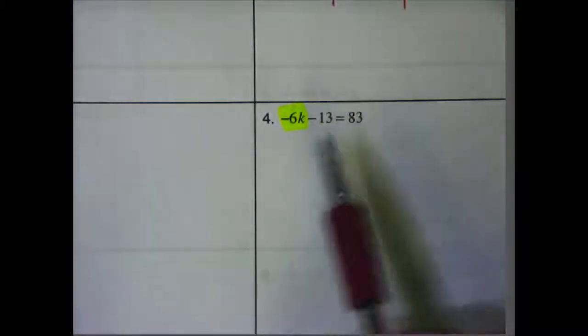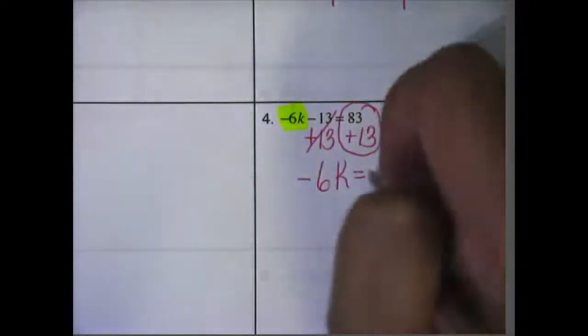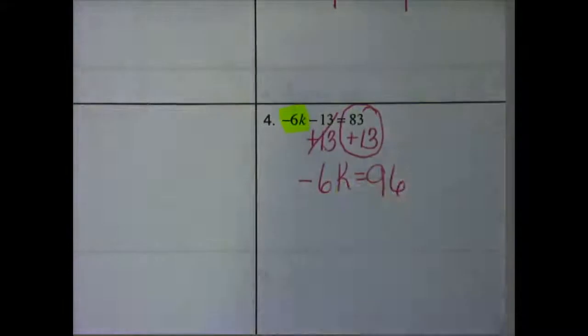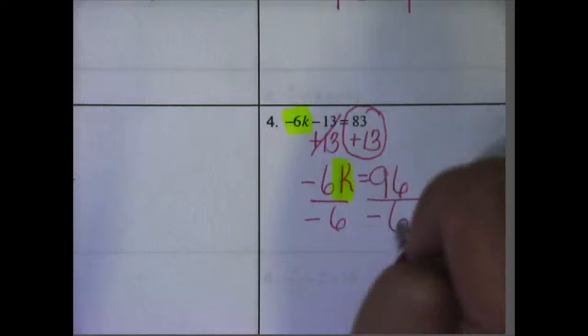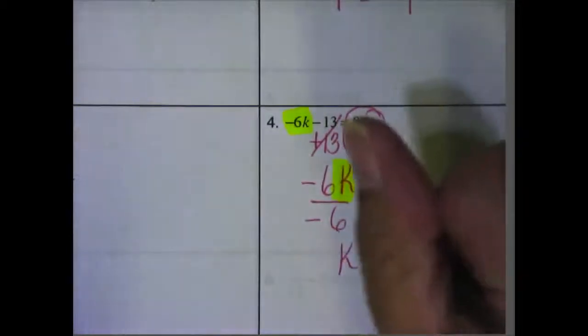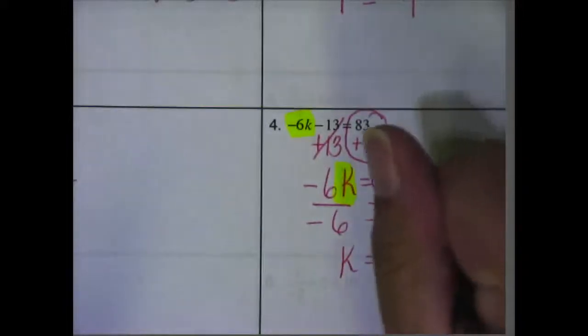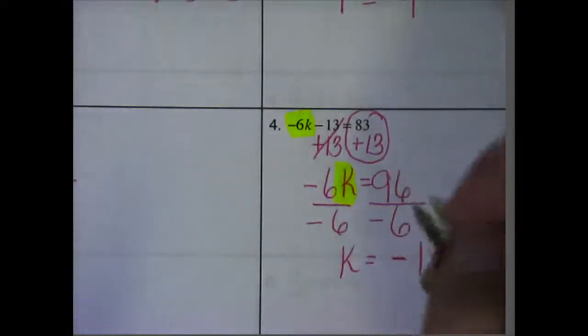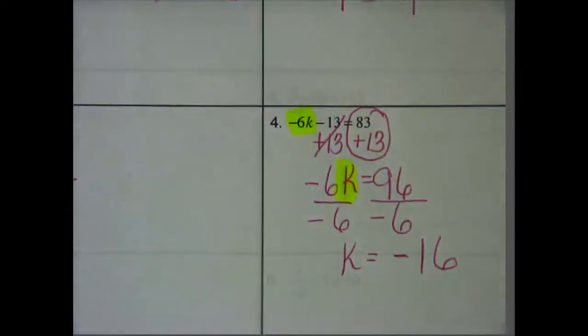Number 4, we need to isolate negative 6k. When we highlight it, we've got negative 13 left, so we need to add 13 to both sides to get rid of that. These cancel. Negative 6k equals 83 plus 13. 83 plus 13 is 96. Then we need k by itself, so we're going to divide both sides by negative 6. And we get k equals 96 divided by negative 6, so we know it's going to be negative. 6 goes into 9 one time, leaves 36 left over. 6 goes into 36 6 times, so k equals negative 16.